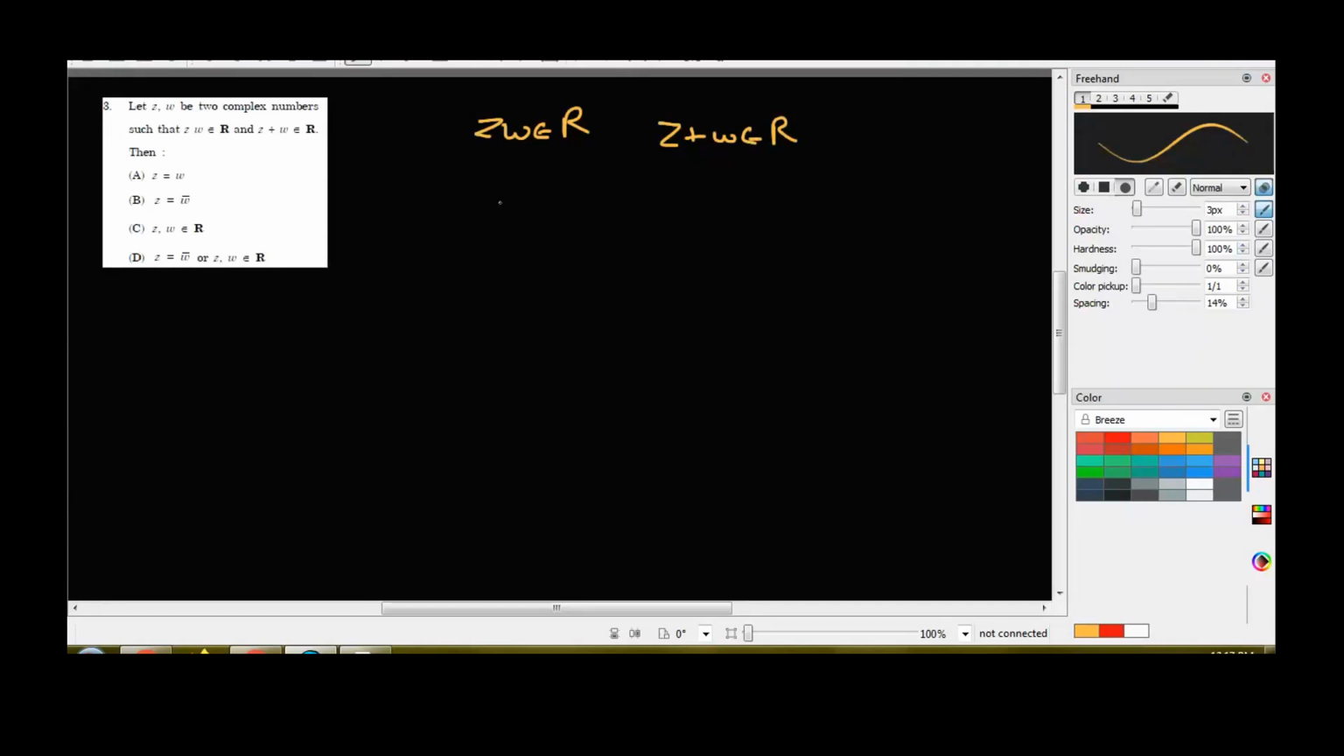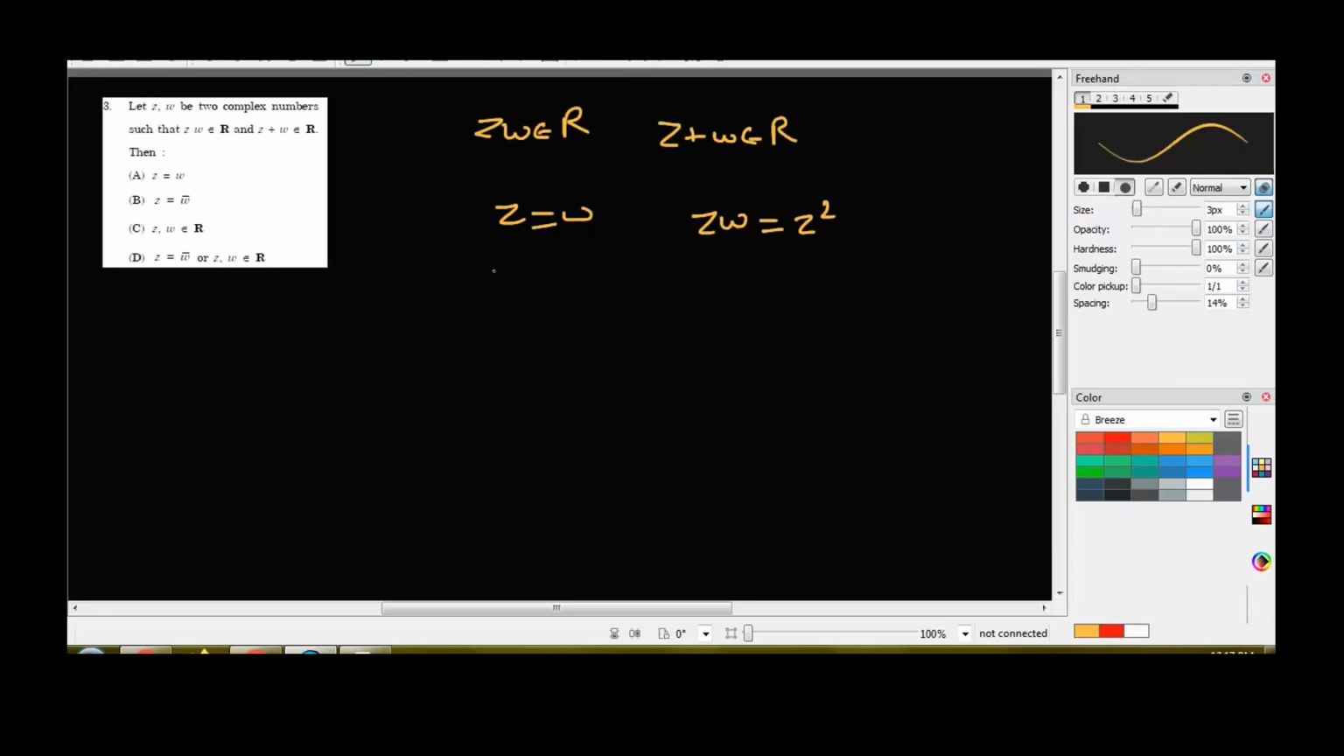In case Z equals W, then the product, that is Z into W, which will be eventually Z square, may not be a real number, because this will still have some imaginary terms if we square it. So we can rule out the first possibility.